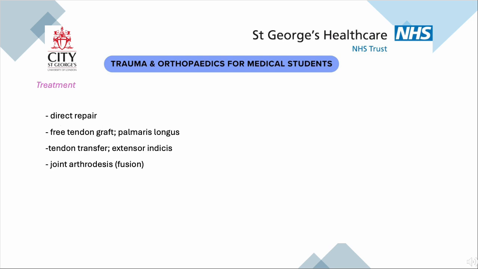Having a rupture of the EPL is quite disabling, so these tend to get treated surgically. If it's very acute, it may be possible to do a direct repair. If there's a bit of a gap, you can use a free tendon graft, the palmaris longus, the redundant tendon in the palm can be quite useful for that. It is possible to do a tendon transfer, so the extensor indicis for the index finger can be moved across, and ultimately you can fuse the thumb, but that's less common.